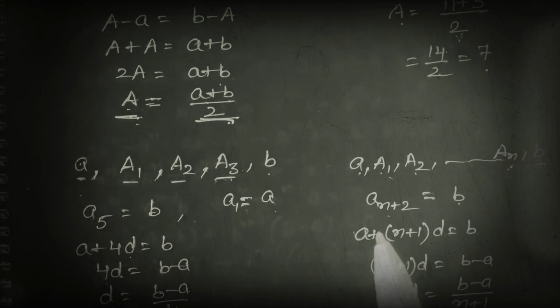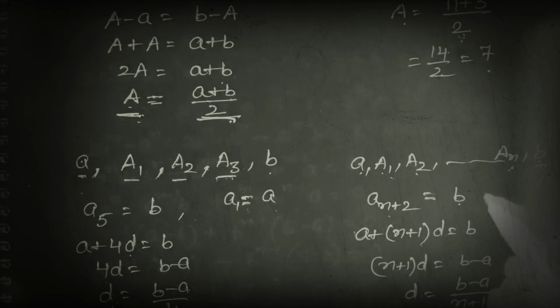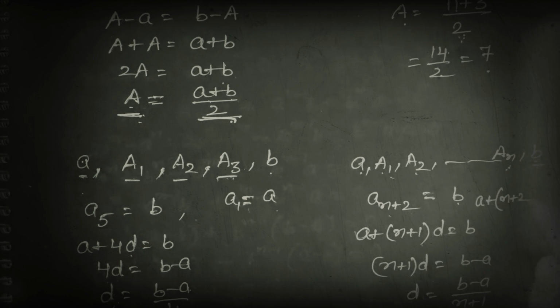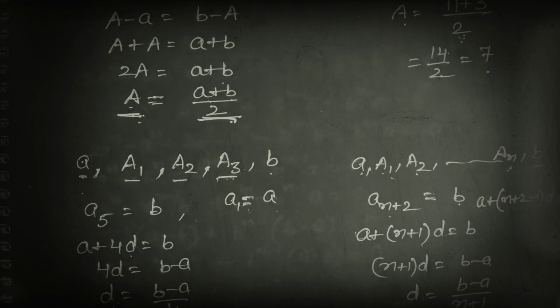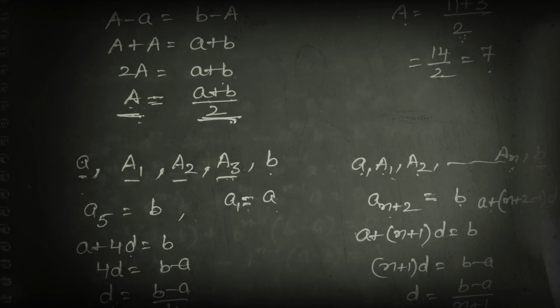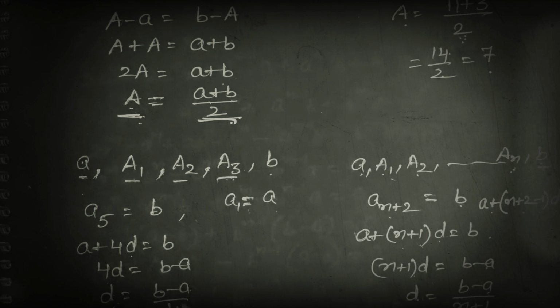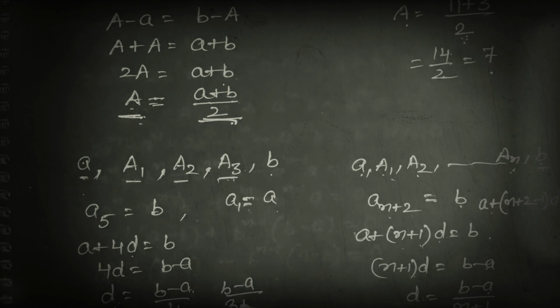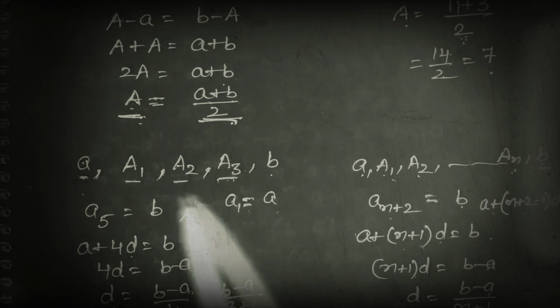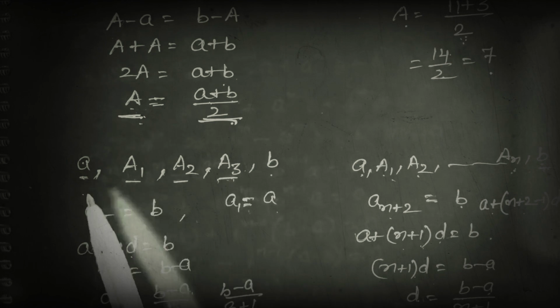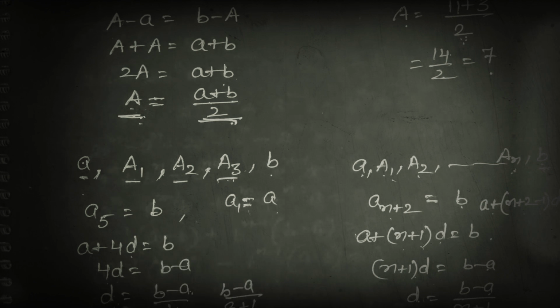What is the formula for a(n+2)? It is a plus (n plus 2 minus 1) into d, equal to b. So a plus (n plus 1)d is equal to b. So (n plus 1) into d is equal to b minus a. So d will be (b minus a) upon (n plus 1). Look at this and this: here n is 3. So the same formula gives (b minus a) upon (3 plus 1). Or you can find d directly by taking the last term and the first term and using these to find d.